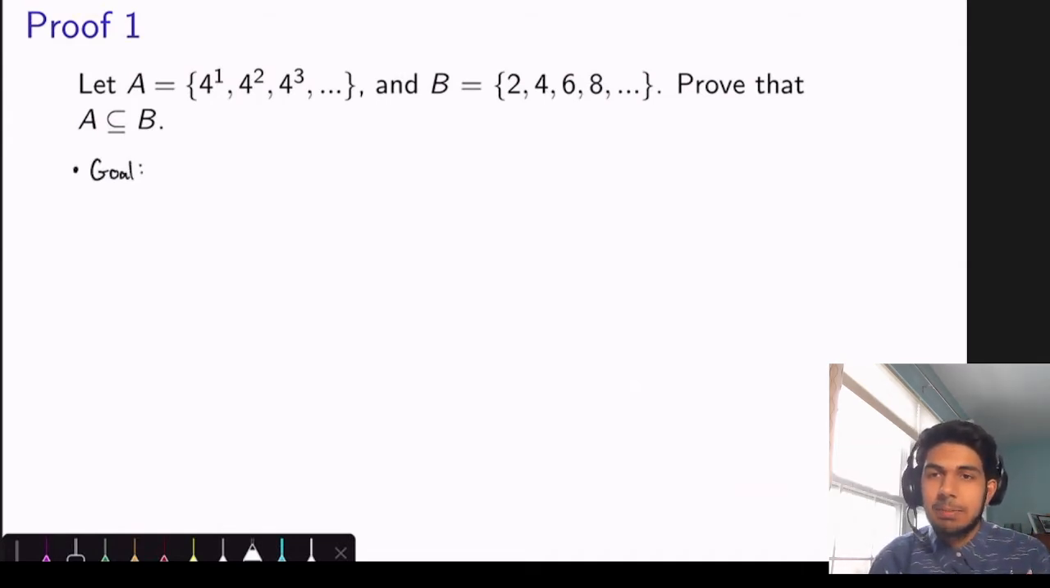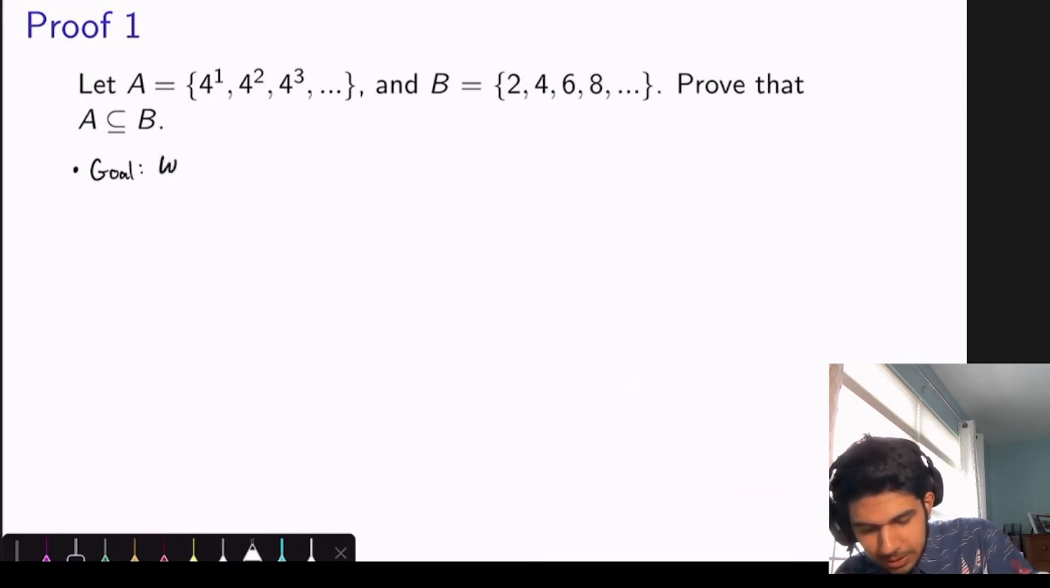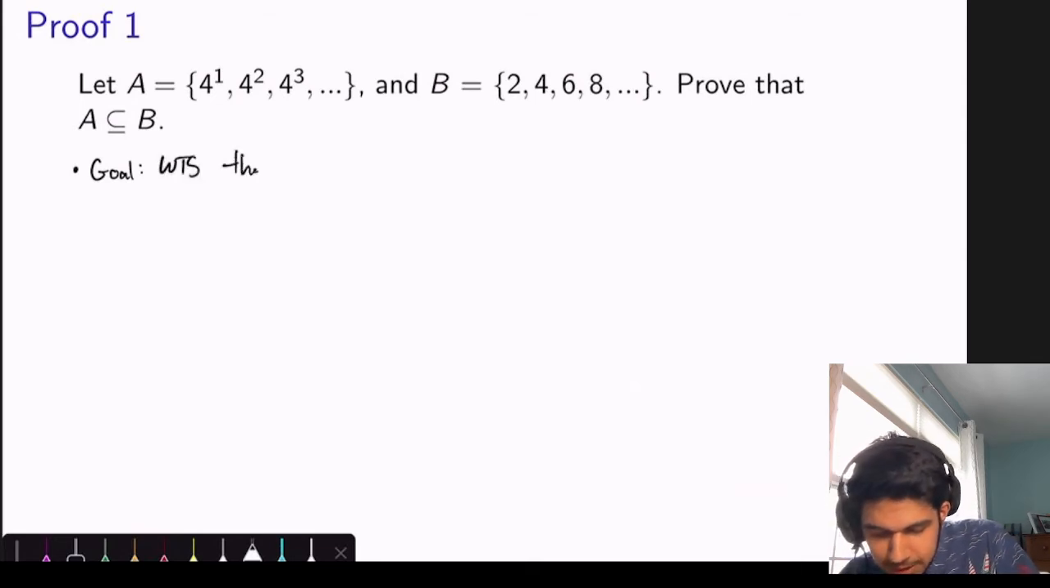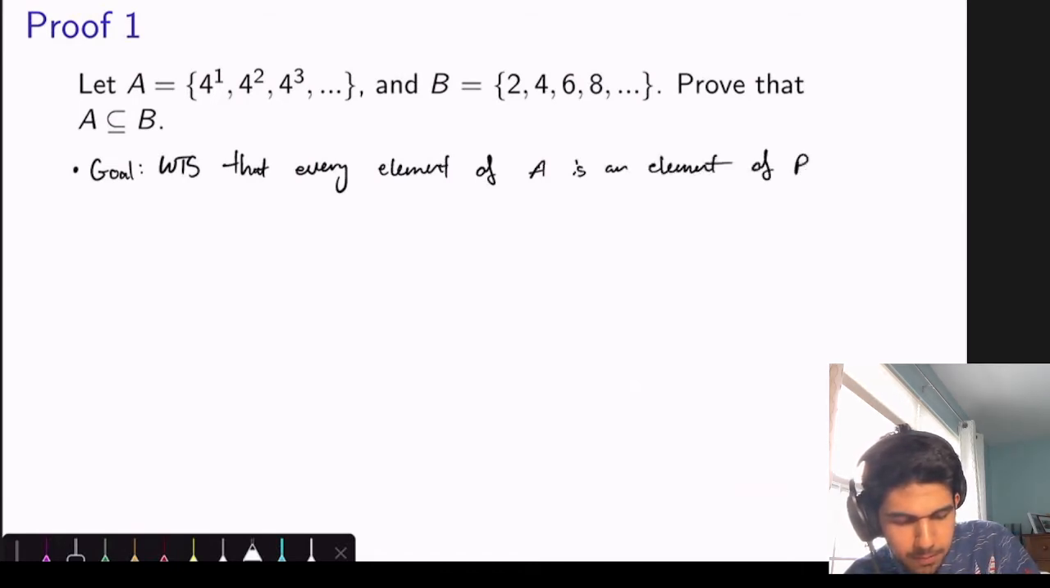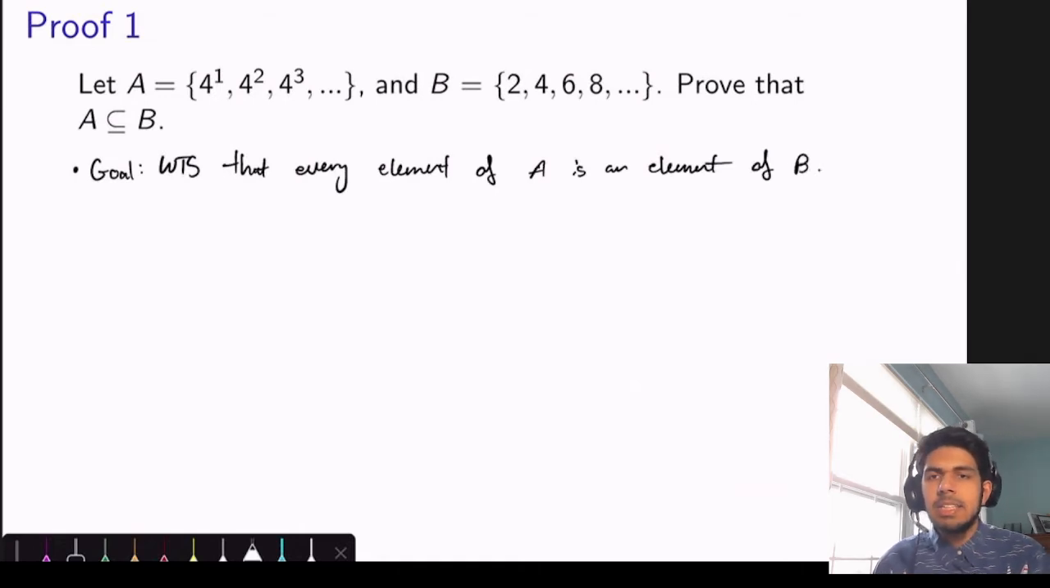To show that A is a subset of B, we want to show, WTS, that every element of A is an element of B, right? That seems like a pretty daunting task, especially because we don't really know where A ends. It kind of goes infinitely. And it seems annoying to go one by one and check whether or not each is in B, because we'd be here forever, and no one wants to waste that time.